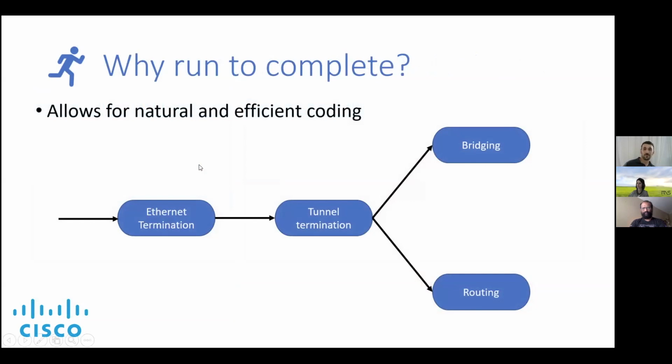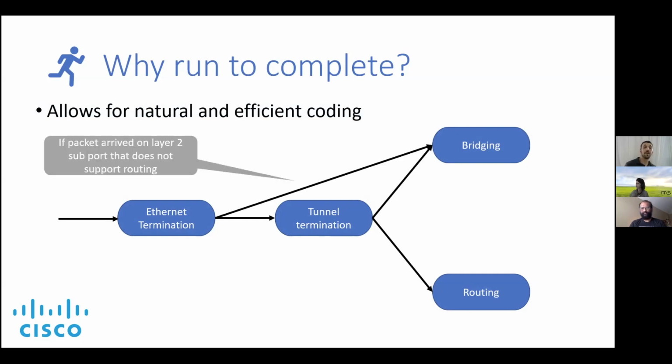Now, another feature for run-to-complete, at least from my point of view, is natural and efficient coding. If, for example, we look at the flow of a bridge router that also does tunnels, in pipeline architecture, we'll have to go through Ethernet termination, tunnel termination, and then bridging or routing depending on the layer that we reached. The run-to-complete architecture allows us to inject or to add more paths to the flow.